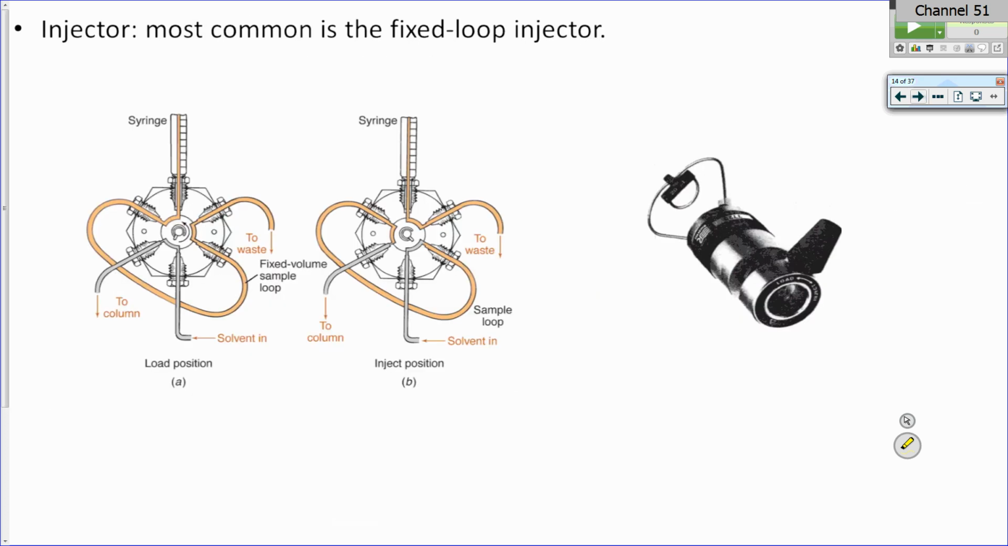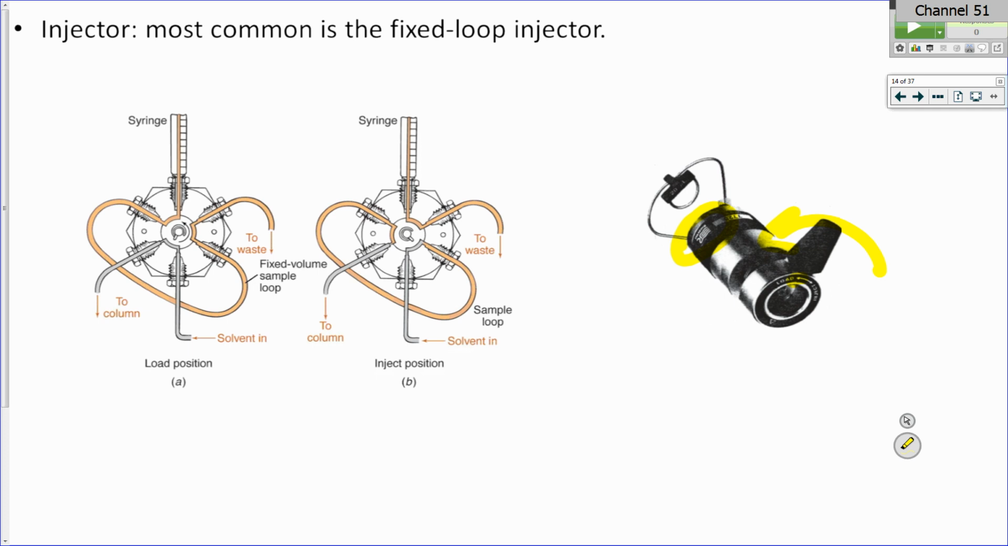In terms of the injectors, the fixed loop injector is the most common type. This little symbol is for a company called Rheodyne. I showed you the injector looks like this. So what it is, you have the loop. If you turn it all the way to one side, you're in load position.